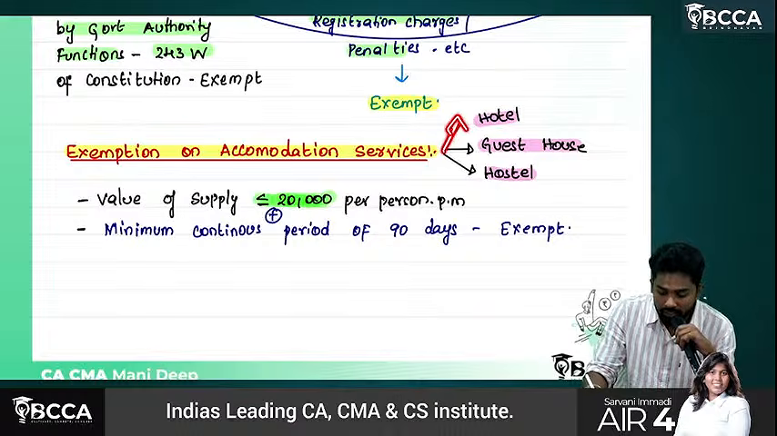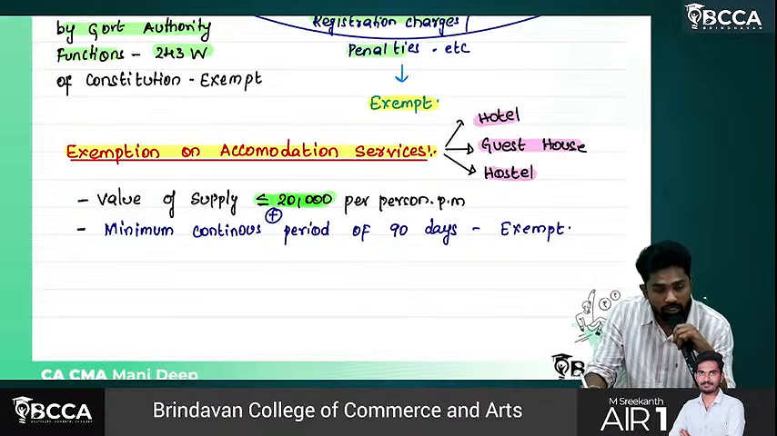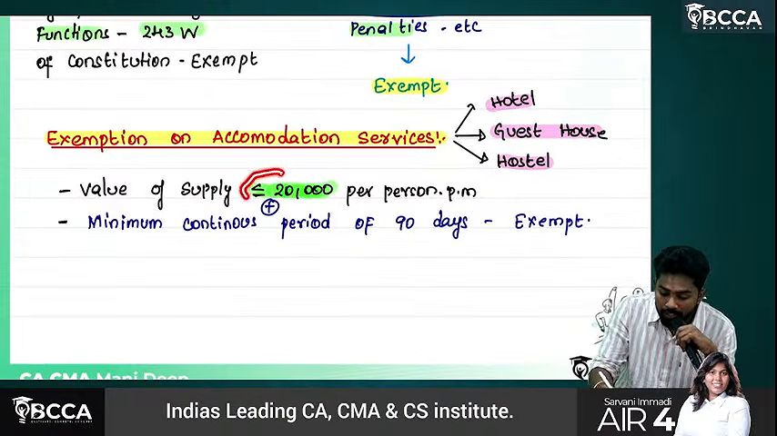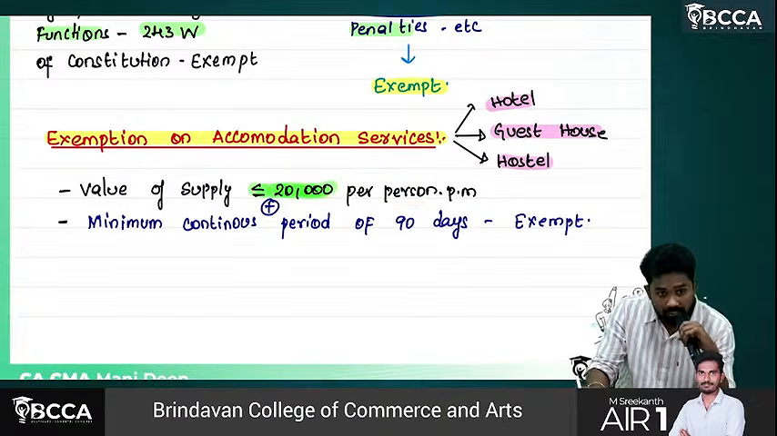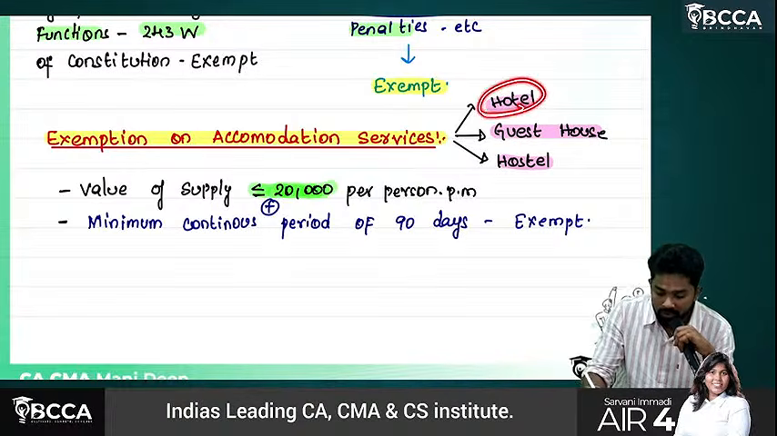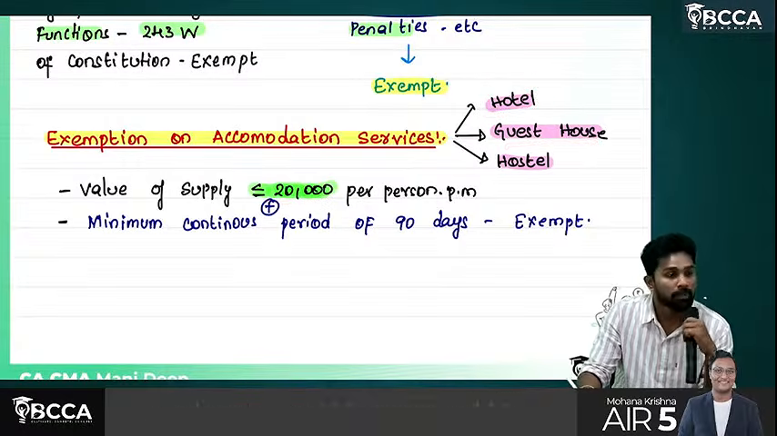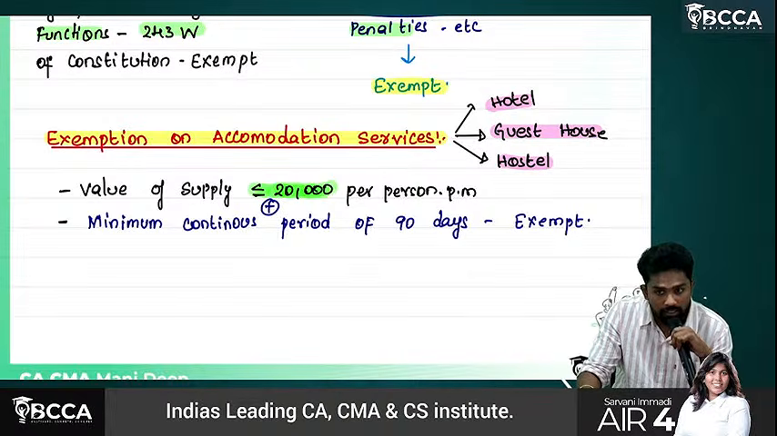Accommodation provided where? Hotel, guest house, or even in a hostel. But understand, sir, very clear: where the value of supply is less than 20,000 per person per month. Sir, hotels mostly are more than 20,000 per month only. Guest house also maybe. But hostels and all, we can see what, sir? Less than 20,000 per month only.